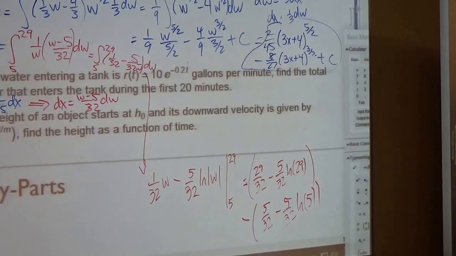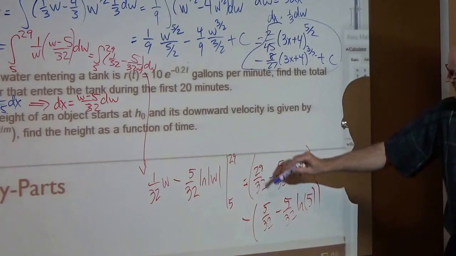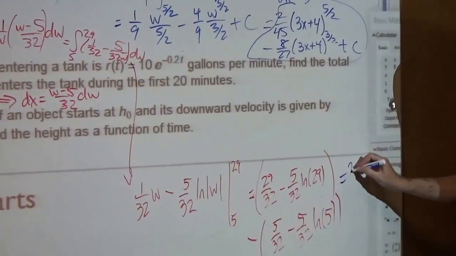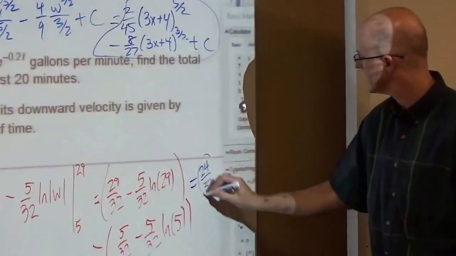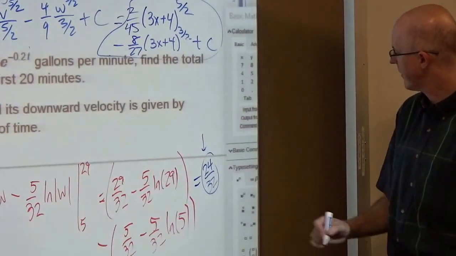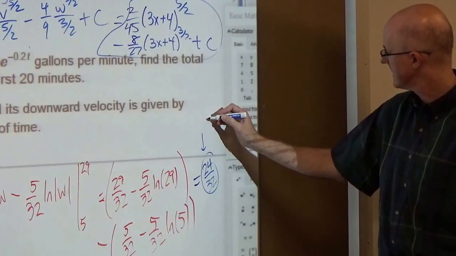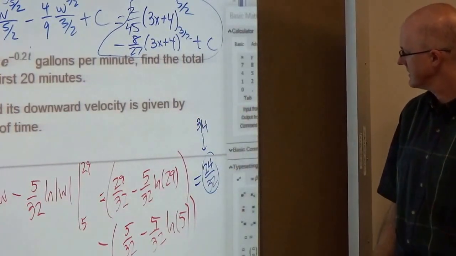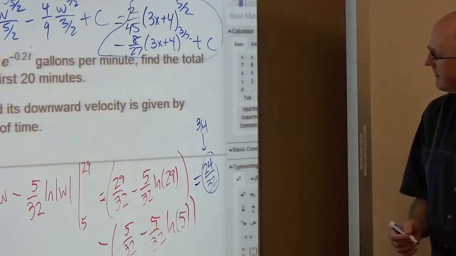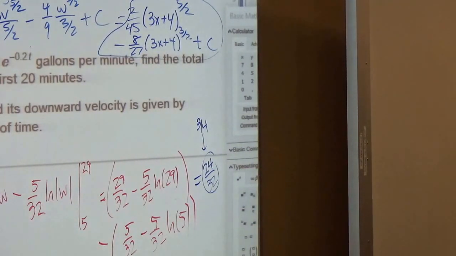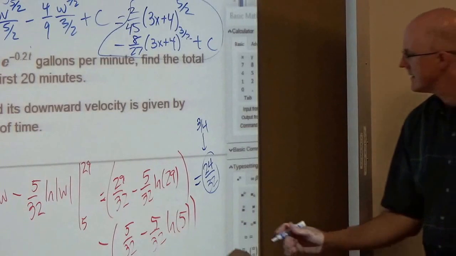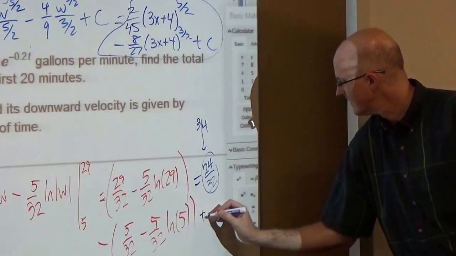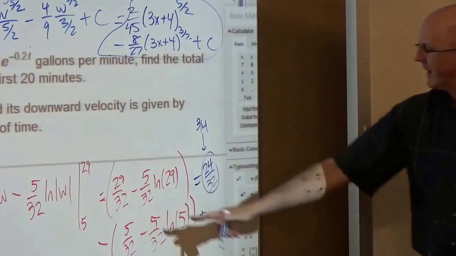Can that be simplified? Yes, it can. Combine those two things, 29/32 minus 5/32 is 24/32, which, if you divide everything by 8, is 3/4. And then the logs can be combined as well using properties of logs. What would it be here? Those two minuses give a plus. The 5/32 can be brought into a power. We have a minus there.